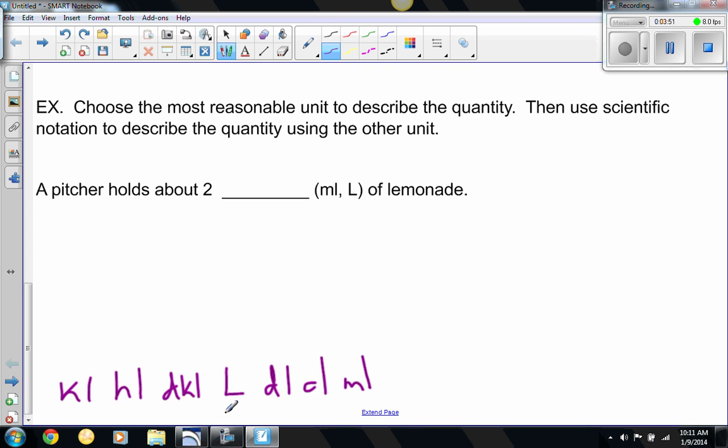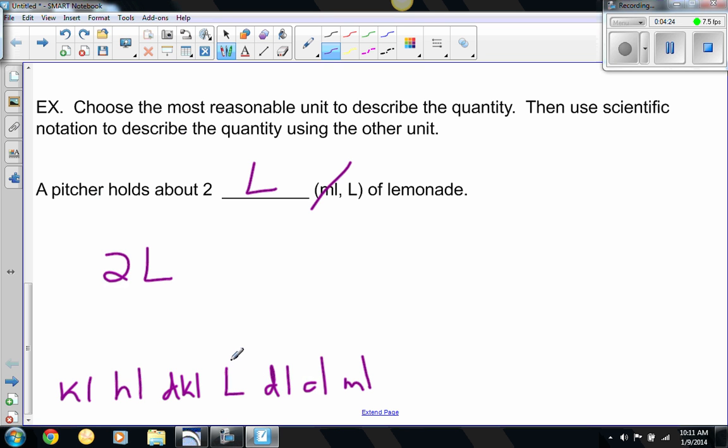So the directions say choose the most reasonable unit to describe the quantity. And then after you choose the correct unit, you're going to use scientific notation to describe the quantity in the other unit. Okay, so a pitcher holds about 2 what? Milliliters or liters? Well, milliliters would be like a drop of water, so that makes no sense. So the answer is liters, okay? But they want us to use scientific notation in the other unit. So I need to convert the 2 liters to milliliters.